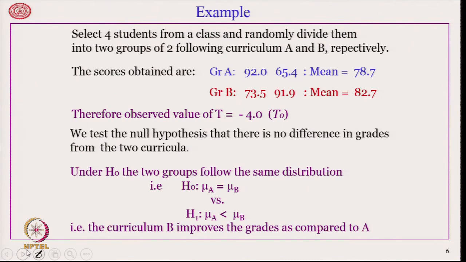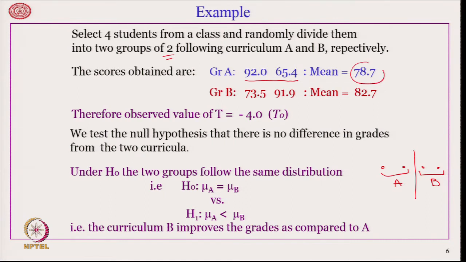So, the following example illustrates the concept in a better way. Select 4 students from a class and randomly divide them into two groups of 2 following the curriculum A and B. That means, there are 4 persons and we are dividing it into two groups of 2 and 2. Suppose we could divide it like that, and suppose these 2 are following curriculum A and these 2 are following curriculum B.